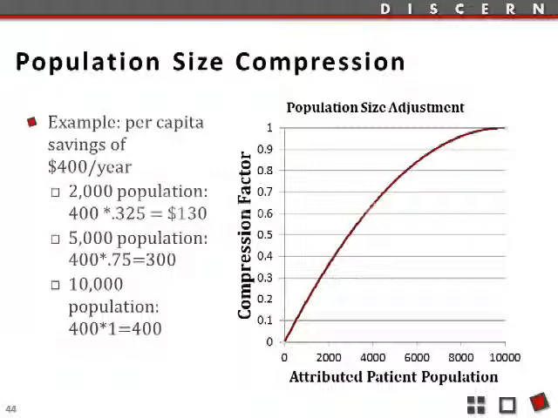At 5,000 population, where the compression factor is 0.75, they would get credited with $300 of those savings. And then at 10,000 or above, where the compression factor goes to 1, they get full credit for the savings they generate. So this is a way we can compensate for the size of the population without telling the smaller practices that they're not even allowed to participate in the program.